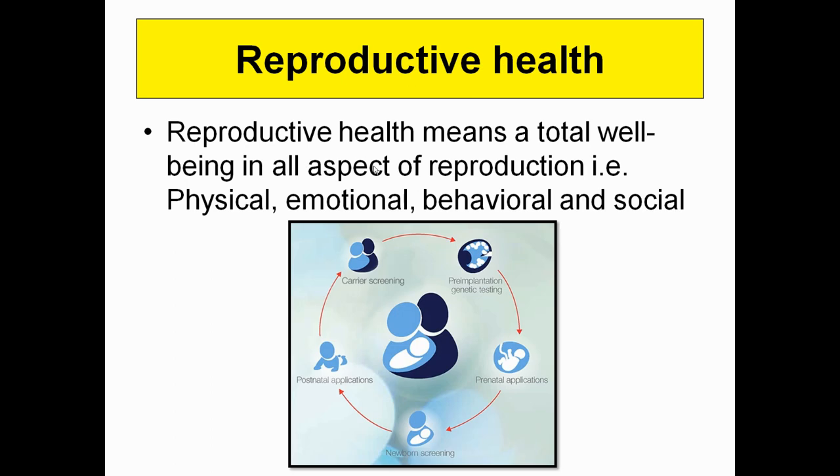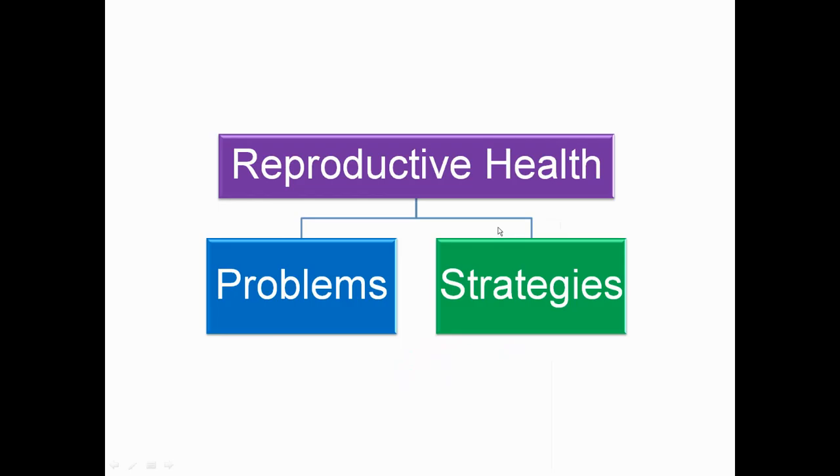First of all, you have to understand what reproductive health comprises. It is related to all aspects of reproduction in terms of physical, emotional, behavioral, as well as social. In the diagram itself, it starts from the time of conception up to the postnatal care. So it is a very broad concept.